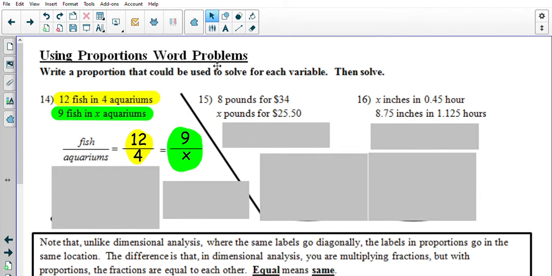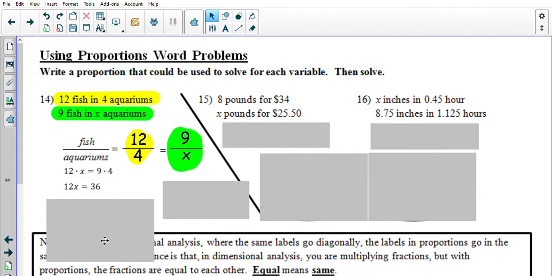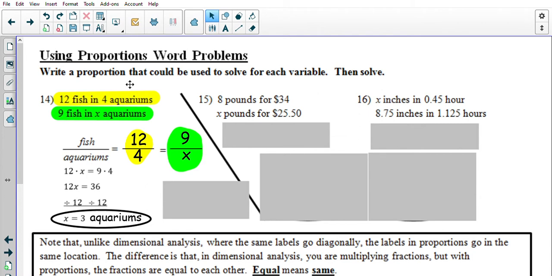So we're going to cross multiply here. We take 12 times X to get 12X, 4 times 9 to get 36. Take 36 divided by 12. You probably already knew this solution was 3 by knowing that we have 3 fish per aquarium. That being said, setting up a proportion will always work, no matter what the numbers are.